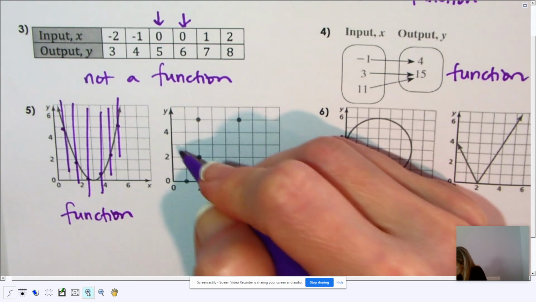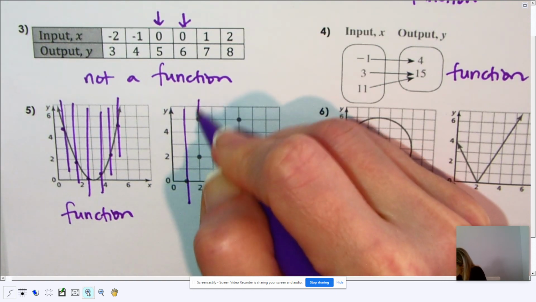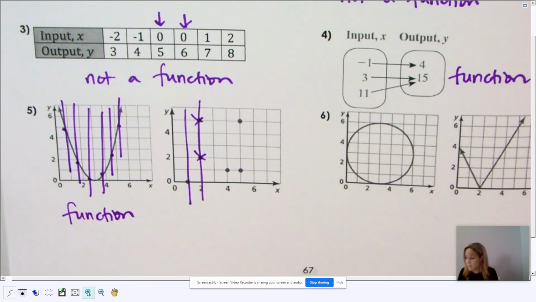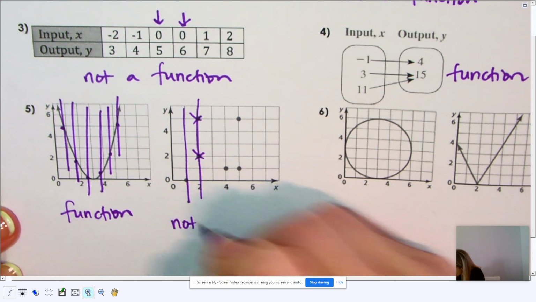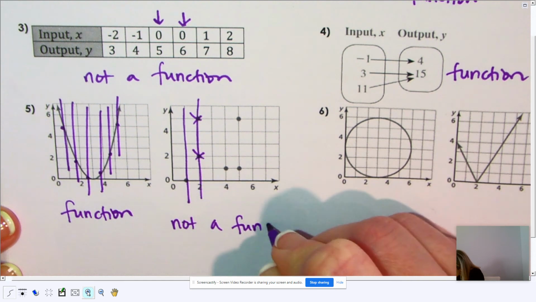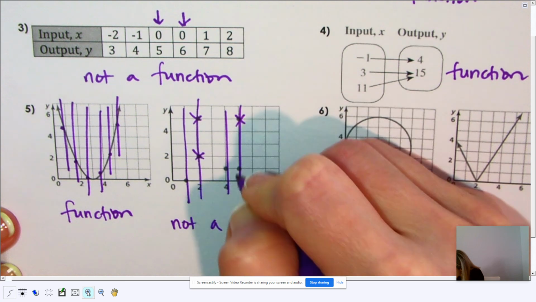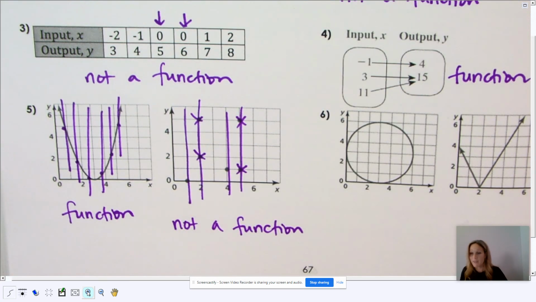Okay, looking at this one, that only hits 1 point. Uh-oh, that one hit 2 points. So automatically not a function. I actually could also draw one here that hits twice, so it's doubly not a function. That's not a thing, but yeah, so for sure, this one, not a function.